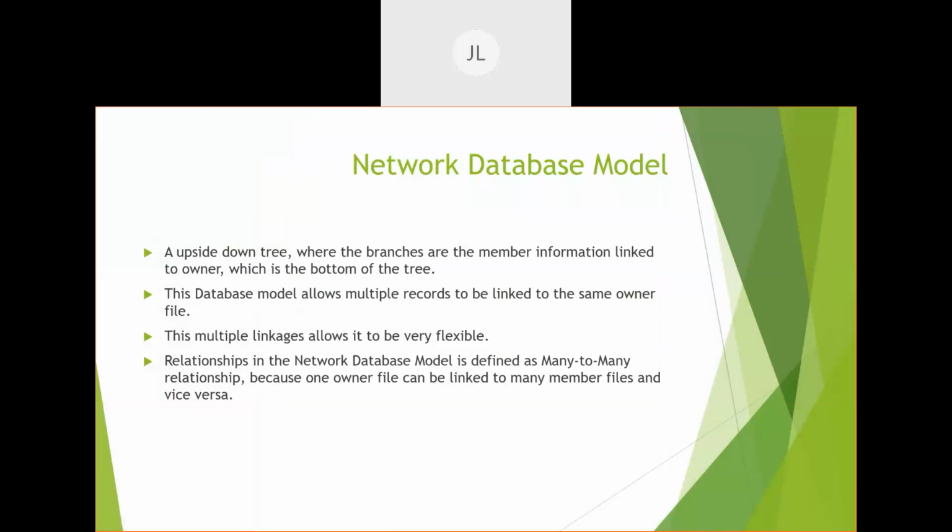The network model is nothing but an upside down tree where the branches are the member information linked to the owner, which is the bottom of the tree. This database model allows multiple records to be linked to the same owner file. This multiple linkage allows it to be very flexible. Relationships in the network database model are defined as many-to-many relationships because one owner file can be linked to many member files and vice versa.